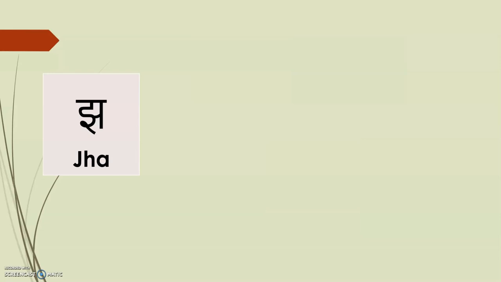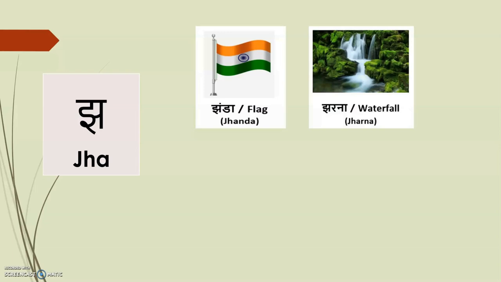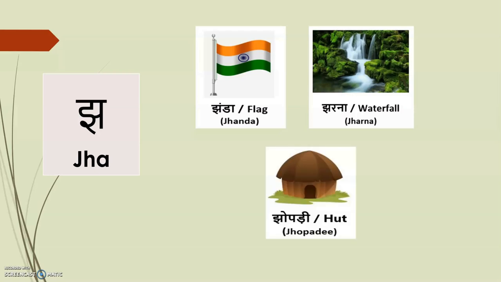Now let's go to the third letter, which is Jh. In the first picture, we can see a flag, which is called Jhanda in Hindi. In the next picture, we can see a waterfall, which is called Jharna. In the third picture, we can see a hut, which is called Jhopadi in Hindi.